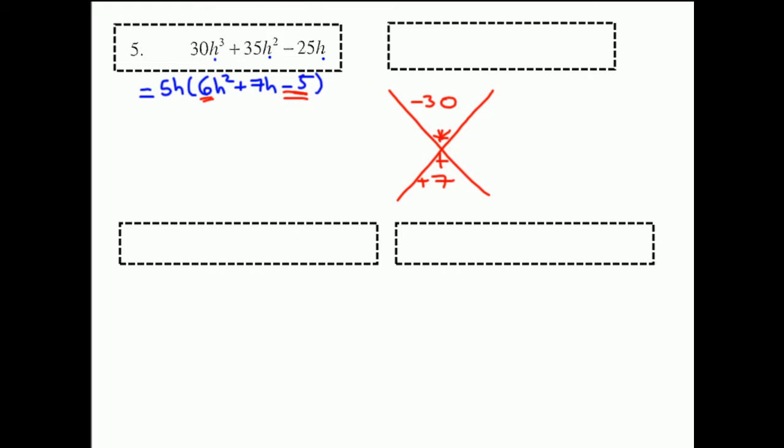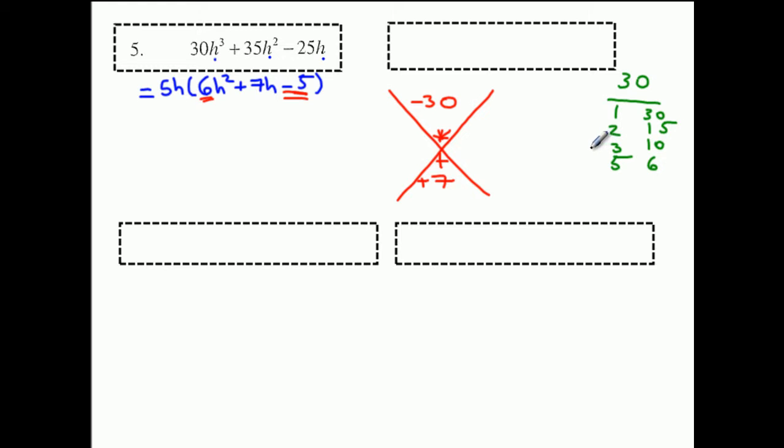So now at this stage, we want to find 2 numbers that will multiply to give negative 30 and add to give positive 7. We can start by listing factors of 30. We've got 1 and 30. We can do 2 and 15. We can do 3 and 10. What else can we do? We can do 5 and 6.